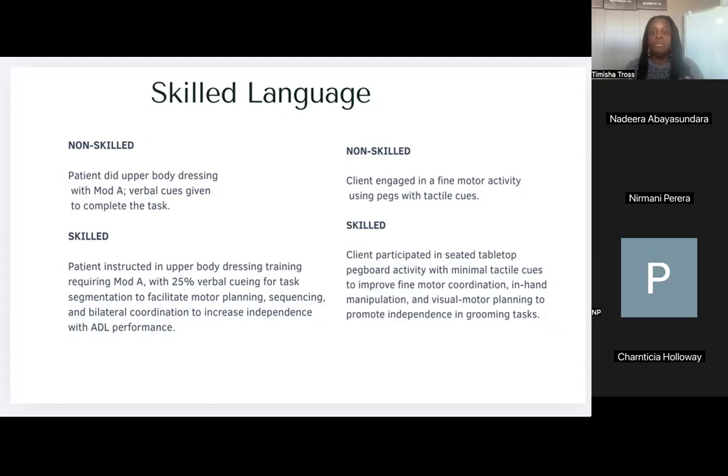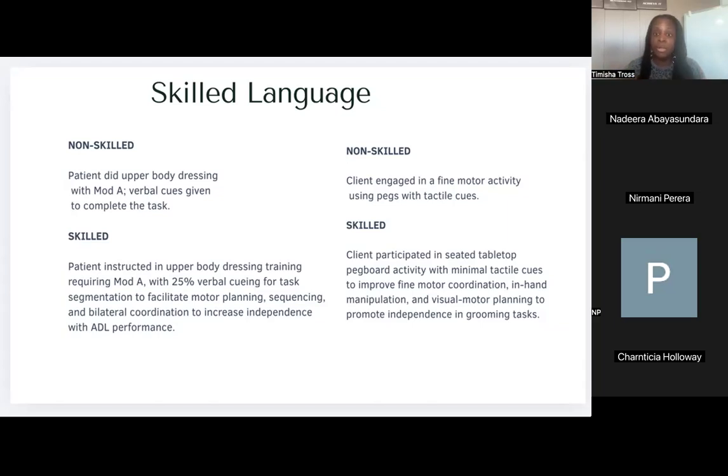But if I was to write it in this manner, saying, "Client participated in seated tabletop pegboard activity with minimal tactile cues to improve fine motor coordination, in-hand manipulation, and visual motor planning to promote independence in grooming tasks." Now I know, okay, we're working tabletop. That tells you the person is seated in a tabletop activity. They're using a pegboard. They required minimal tactile cues. So that gives us context that they need a little bit of cueing, but they don't need max cueing, right?